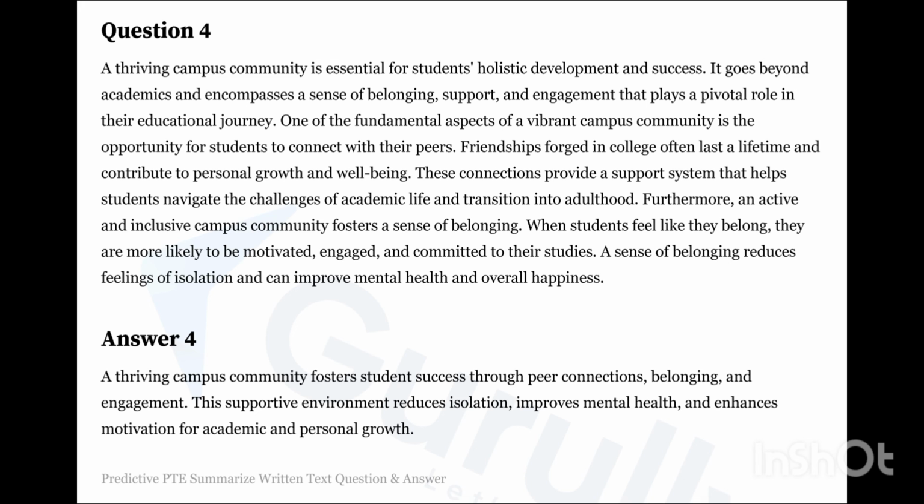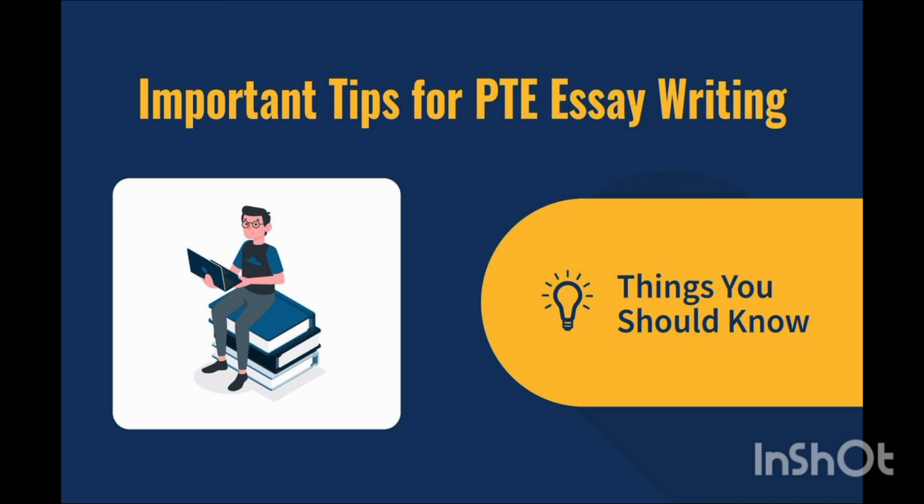A thriving campus community fosters student success through peer connections, belonging, and engagement. This supportive environment reduces isolation, improves mental health, and enhances motivation for academic and personal growth. If you can see, the answer is only in one sentence and the maximum number of words is 75. As you can see, commas are used, so that it should be a single sentence.